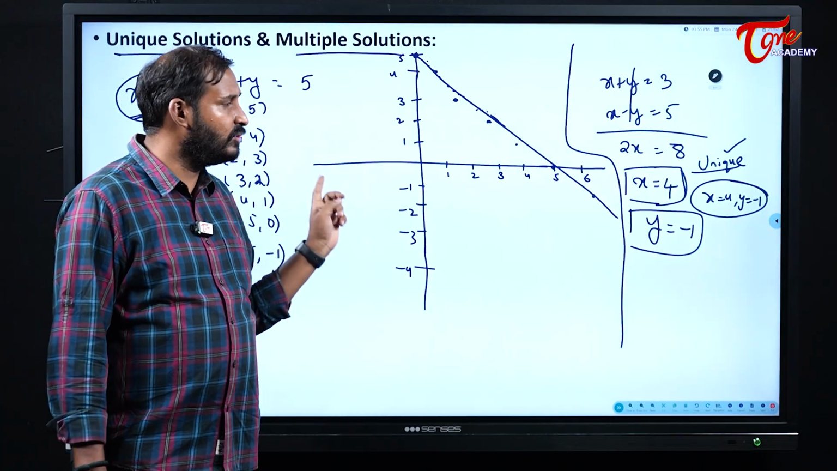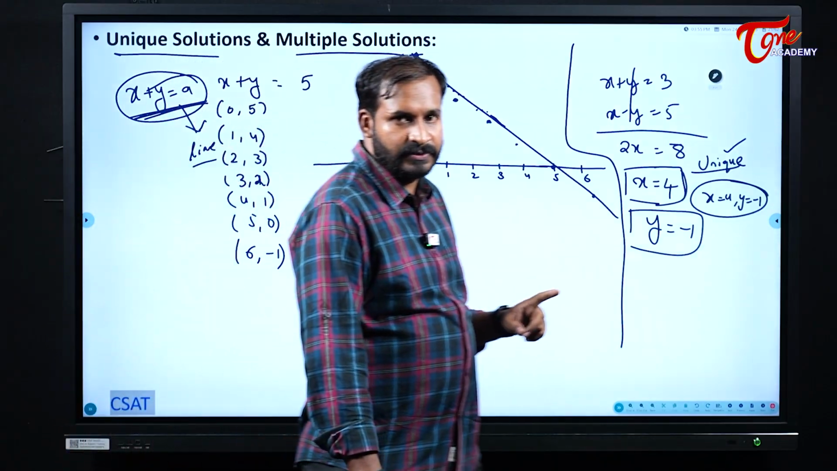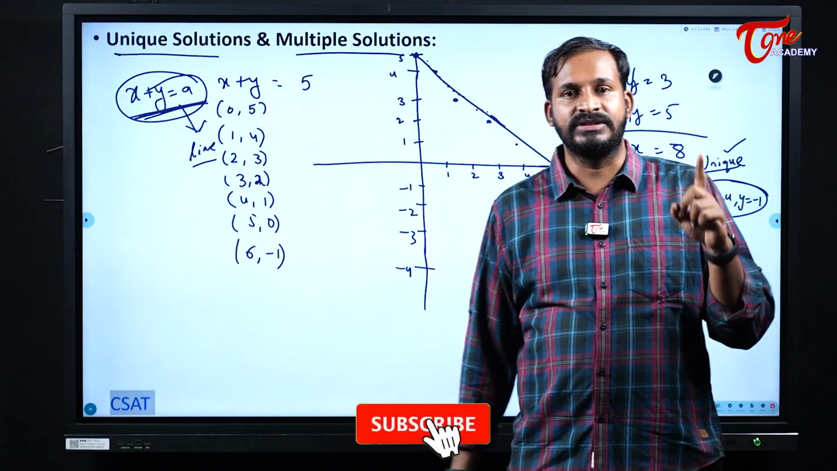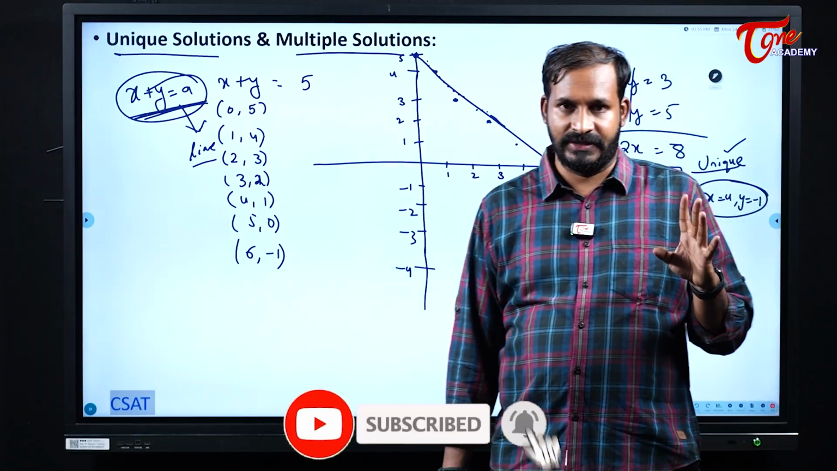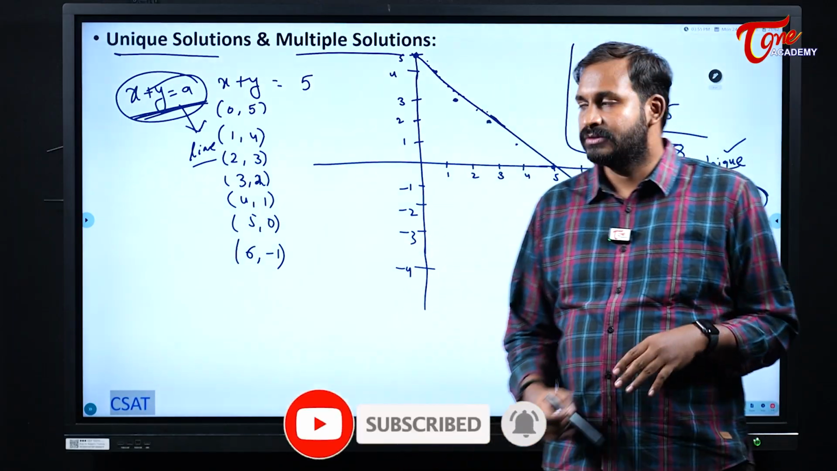Understood, students? So we should know what unique solutions and multiple solutions are. Then only we can solve the questions very easily and effectively. Understood? Right.